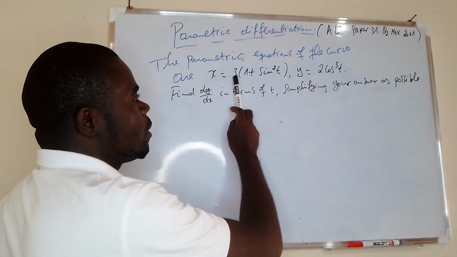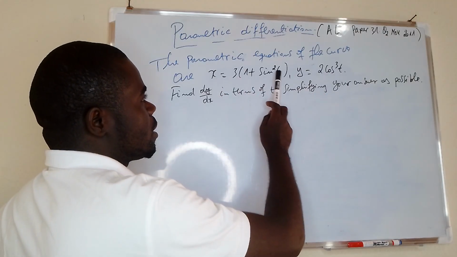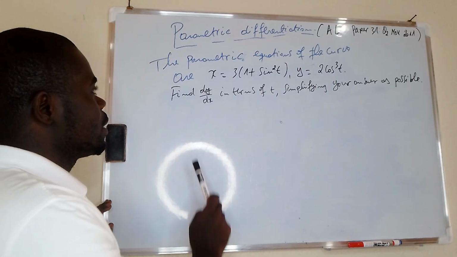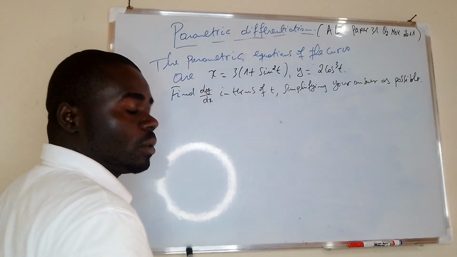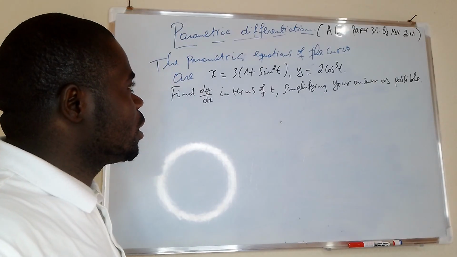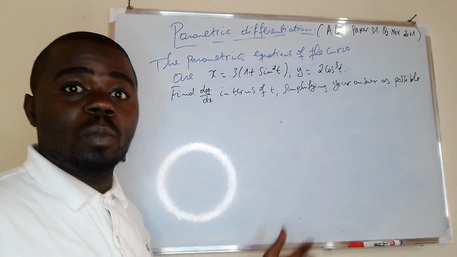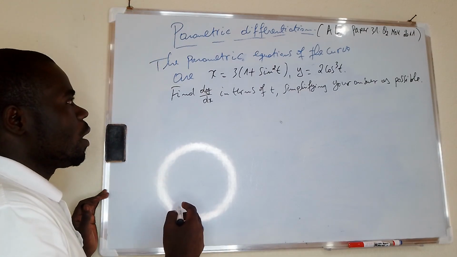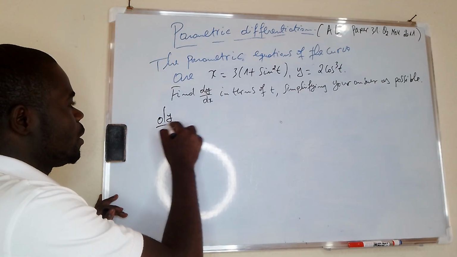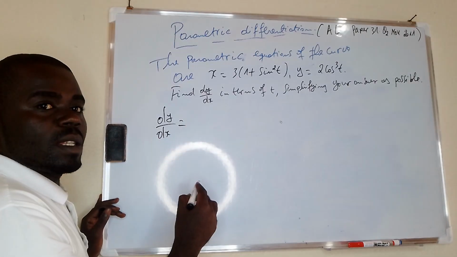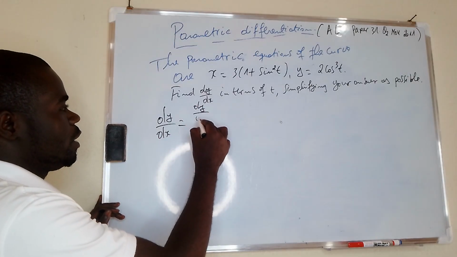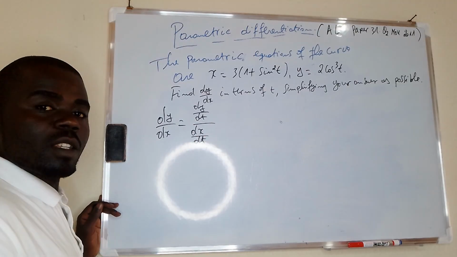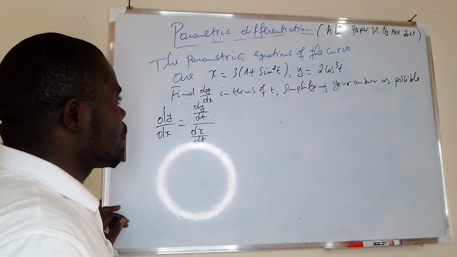We have x equal to this and y equal to this, as functions of t as the parameter. We need to find dy/dx in terms of t. We need to differentiate our parametric equation in terms of t, and simplify as much as possible. As we have seen, when finding dy/dx, it is dy/dt divided by dx/dt. That is what we are going to do.